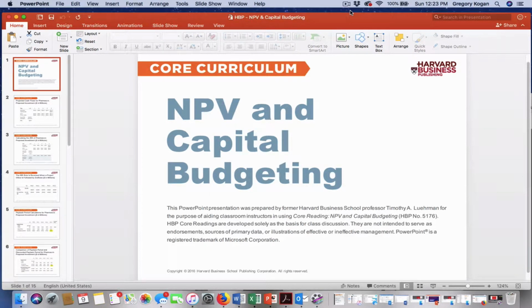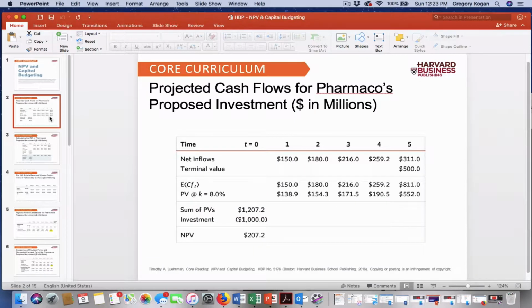So going over NPV and capital budgeting, what we're always looking at is the present value of a set of cash flows at a later time. The investment we put in is negative, and then the cash flows that come in later are positive. The terminal value is what something is worth at a later time.